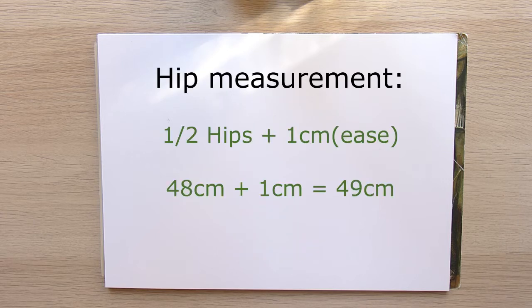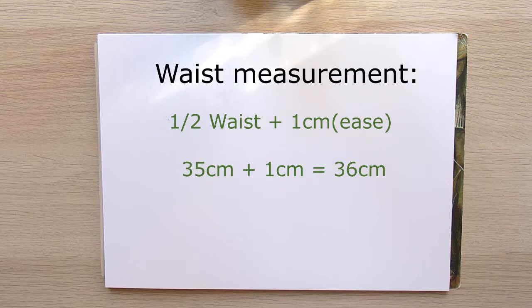So now we have to do some math work first. There is a formula for hip measurement, and that's half of the hips plus 1 centimeter ease, because you want to move in the skirt, of course. It's different for every fabric, but for cotton or in general, 1 centimeter is fine. And next we have the waist. It's the same formula as for the hips. Just take 1/2 of the waist plus 1 centimeter ease.